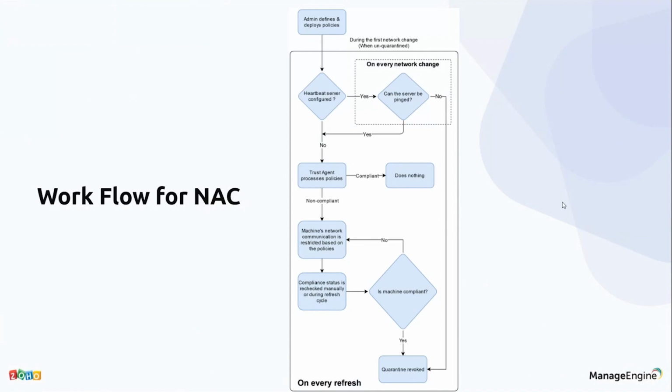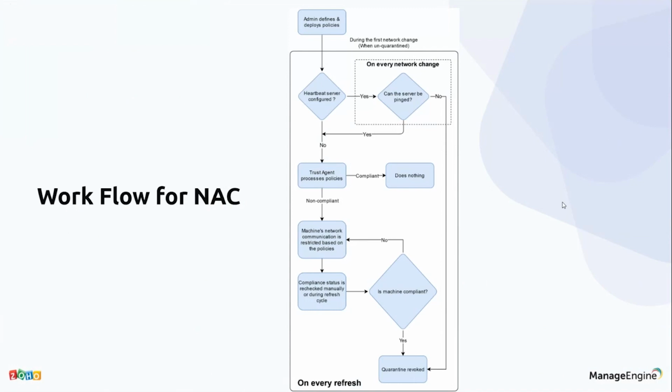As we take a look at the workflow, the administrator will create a policy that defines the compliance status. If a machine is found to be non-compliant, the network resources of those systems will get restricted automatically. And by default, the compliance status of all the systems are checked automatically during every refresh cycle. We will be discussing about what refresh cycle is in the upcoming training sessions. That is, whenever the machine is reconnected to the network, the compliance is automatically rechecked.